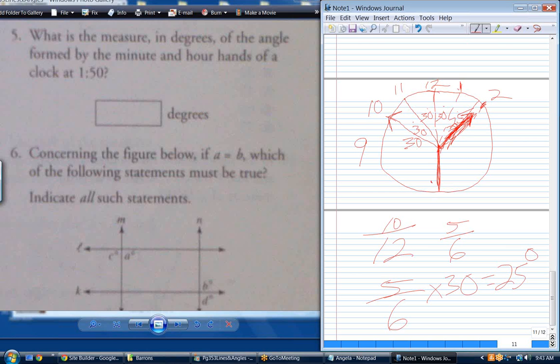Okay. So if it was 1:30, we'd count all of the 30-degree angles between here and here, and then we would take half of 30 for that last smaller angle. All right, let's go on.